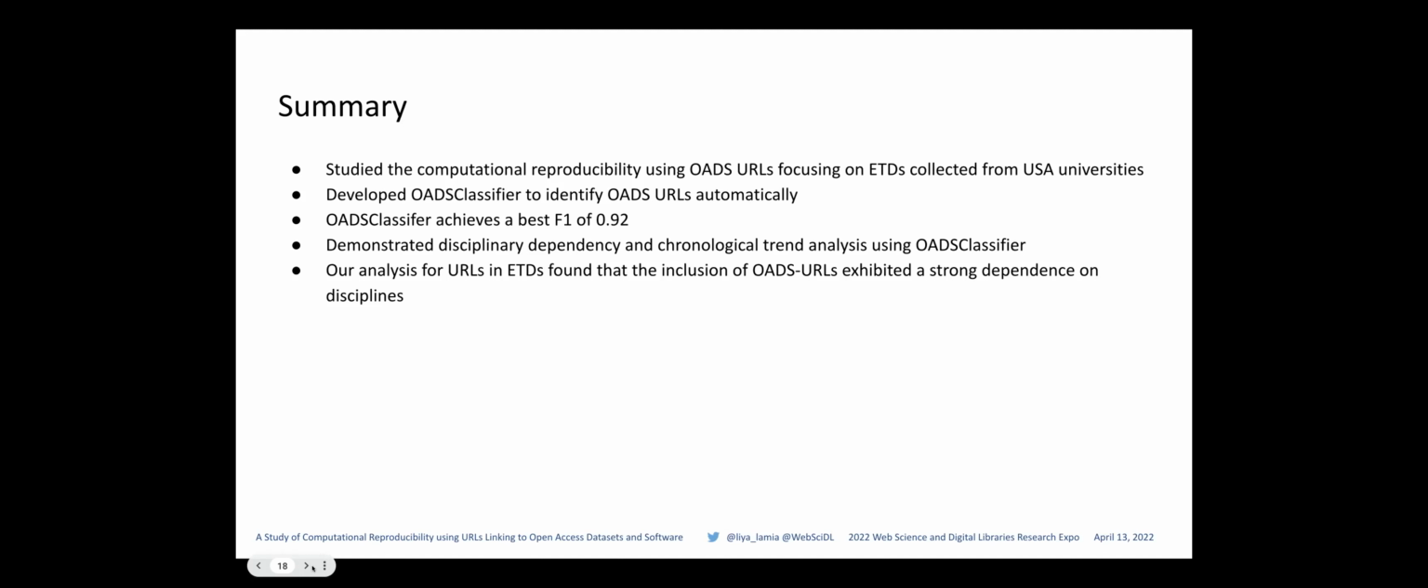Thank you so much for your question. A dataset or software are good sources for studying computational reproducibility. So in our work, we applied our classifier on the ETDs from an existing ETD corpus. And we basically showed the chronological trend, as well as the disciplinary distribution. That's how we analyzed and worked towards computational reproducibility in our work.